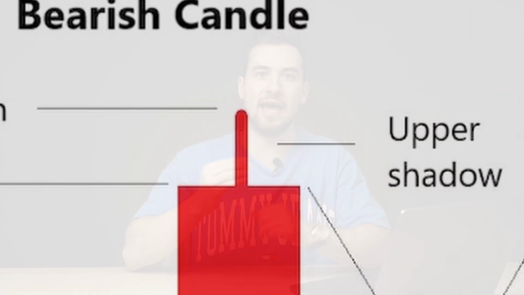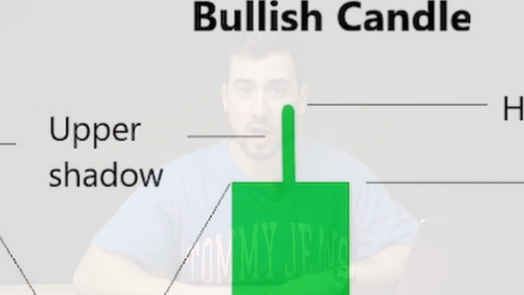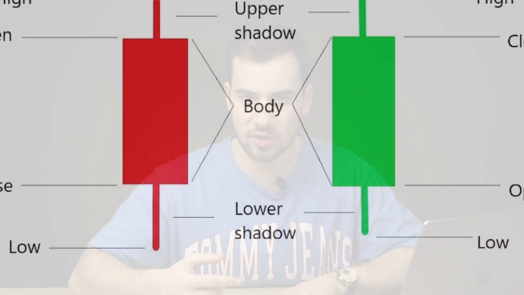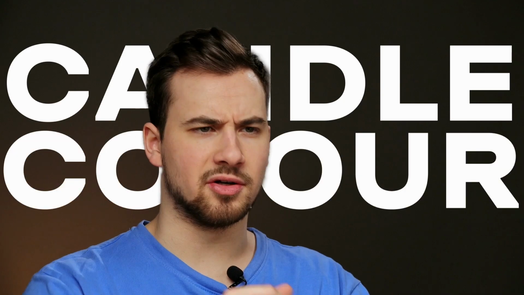Wicks or shadows. The thin lines extending above and below the body are called wicks or shadows. The upper wick represents the highest price during the period, while the lower wick represents the lowest price. These wicks provide information about price volatility and the range of price fluctuations. Candle color. As mentioned earlier, candlesticks are often color-coded to represent bullish or bearish movements.